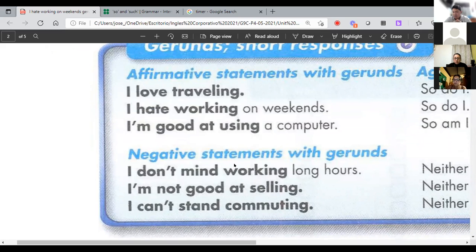Igual que la regla que después del to, los verbos van en su forma básica o infinitivo. Ese sería como el equivalente. De ahí solamente son verbos que usted se va a ir aprendiendo en el camino, ¿verdad? I don't mind working on hours. I'm not good at selling, ¿verdad? No soy bueno vendiendo. Esta es una expresión dada que usted se la tiene que aprender. I can't stand commute, ¿verdad? No soporto el hecho de viajar. All right?